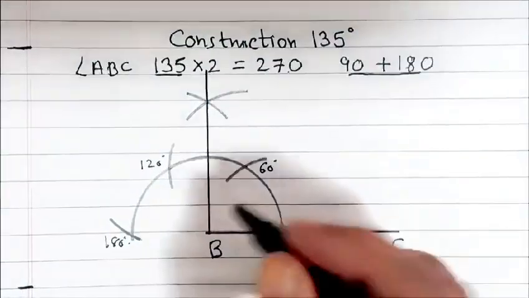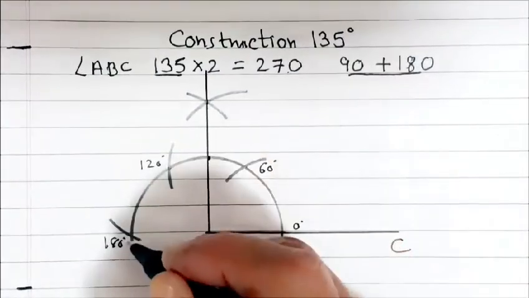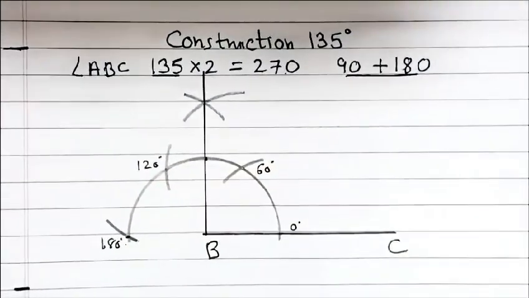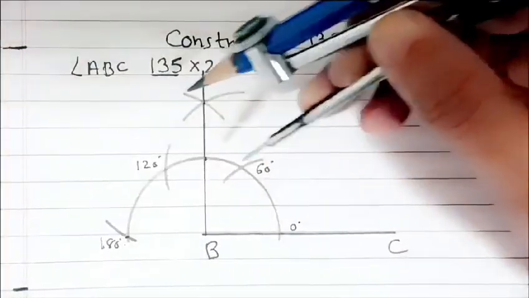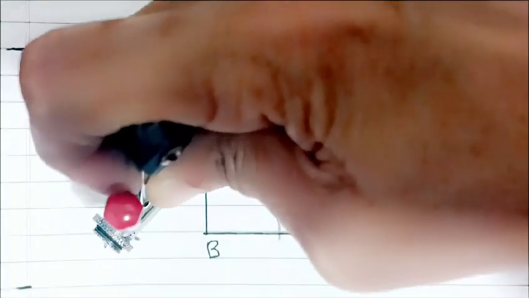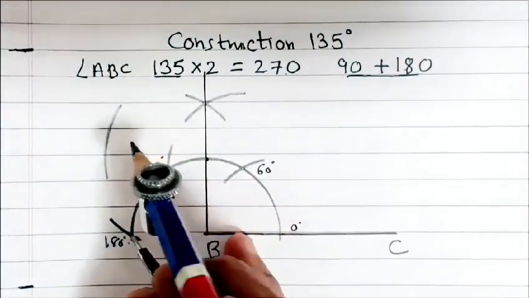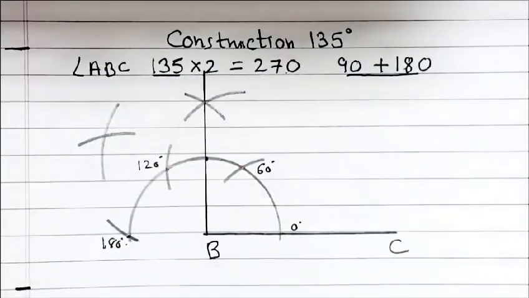Now we have to bisect 90 and 180. So this is 90 and this is 180. Take the rounder, put on 90. Now as your teacher will say, take more than half, you can take exact measurement or more than half and give a cut by putting on 90. Take on 180 and cut.